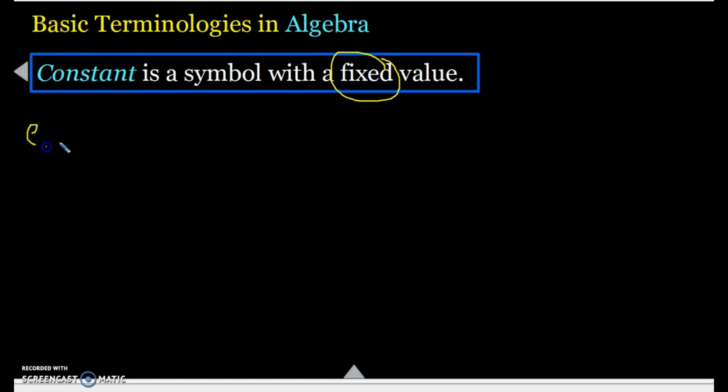Examples of constants are numbers like negative 10. You could also have a positive fraction, 1/2. And aside from the numbers we have in math, we also have symbols that are not numbers but have fixed values, like pi and e. All of these are examples of constants. Let's proceed to the next term.